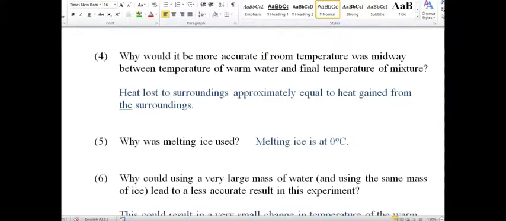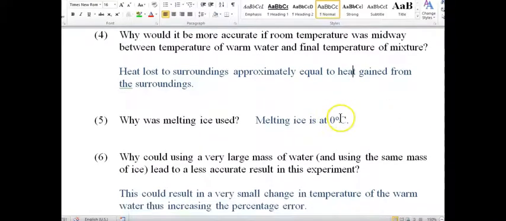Why was melting ice used? Well, melting ice we know to be at 0 degrees Celsius by definition, and we want our ice to be at 0. So why was melting ice used? So that we would know its initial temperature was 0. How would you make sure the ice was at 0 degrees? Well, one way you could do that is leave the ice soak in tap water for a few minutes before the start of the experiment.